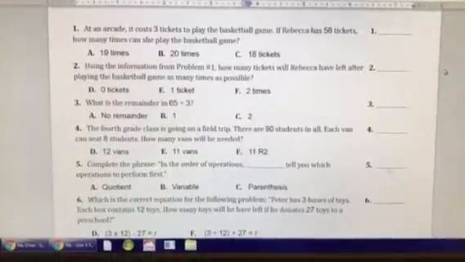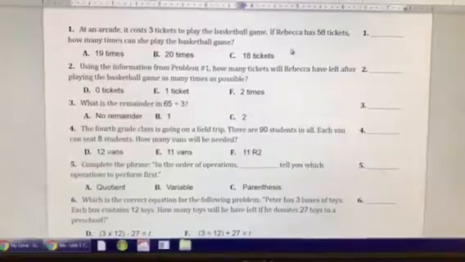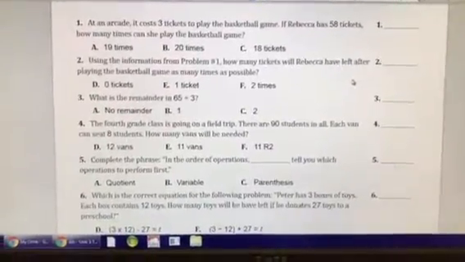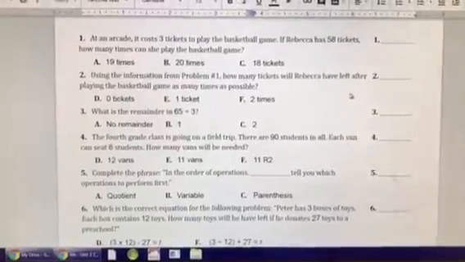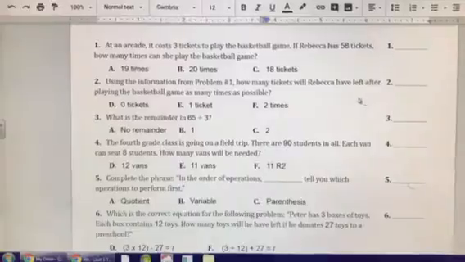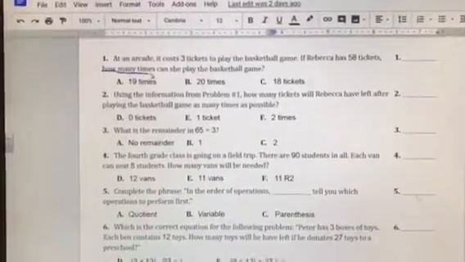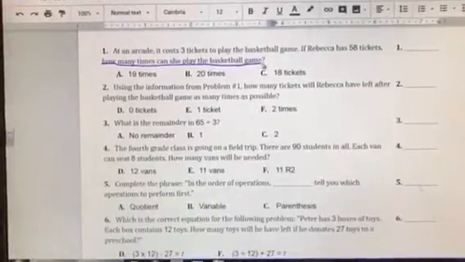On the back side of the test, we were looking at some different types of word problems and vocabulary terms that were reviewed. So number 1 is a word problem, so let's read this. At an arcade, it costs 3 tickets to play the basketball game. If Rebecca has 58 tickets, how many times can she play the basketball game?